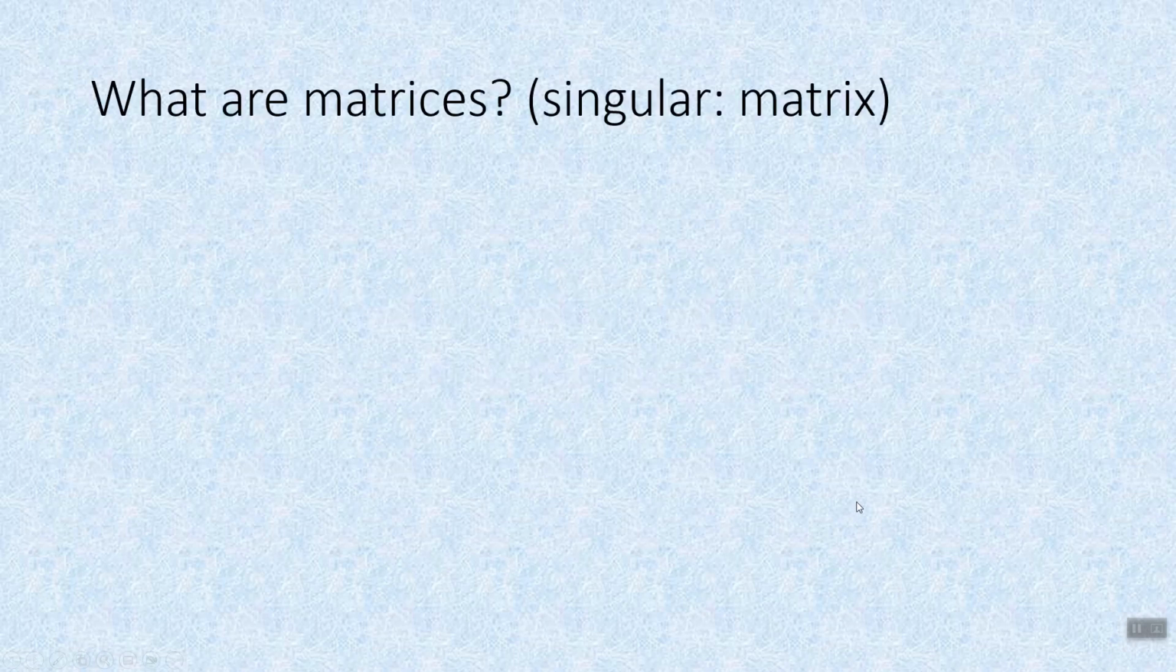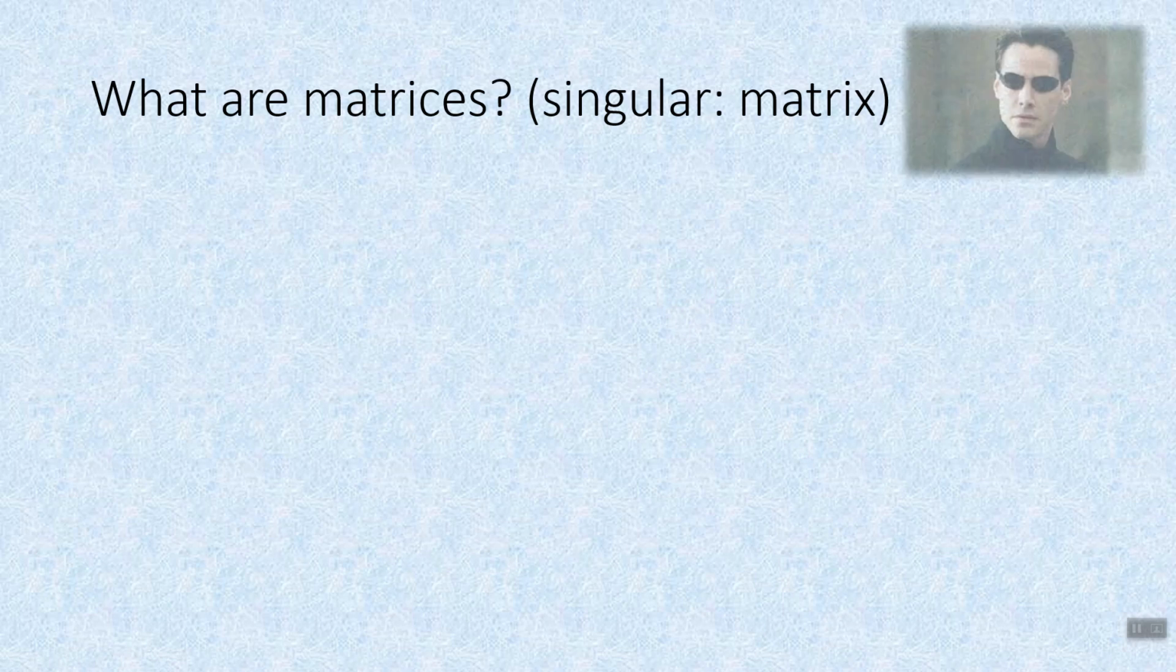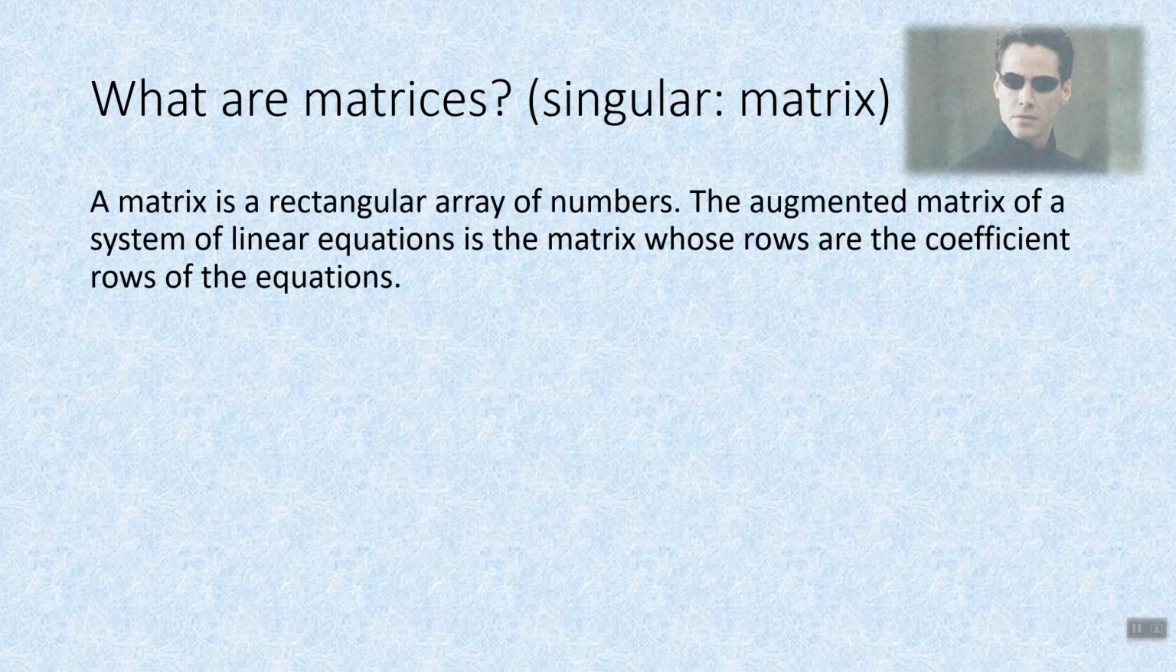What are matrices? The singular for this term is matrix, and it's not that matrix. We're not talking about Neo here. A matrix is a rectangular array of numbers, just numbers. The augmented matrix of a system of linear equations is the matrix whose rows are the coefficient rows of the equations.